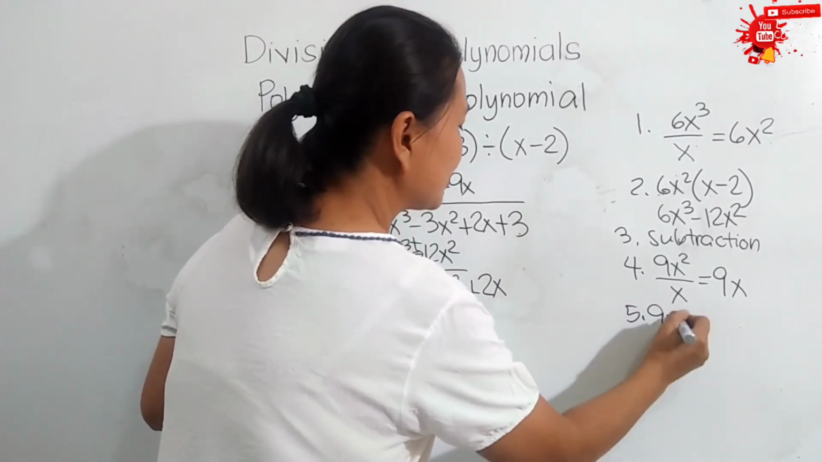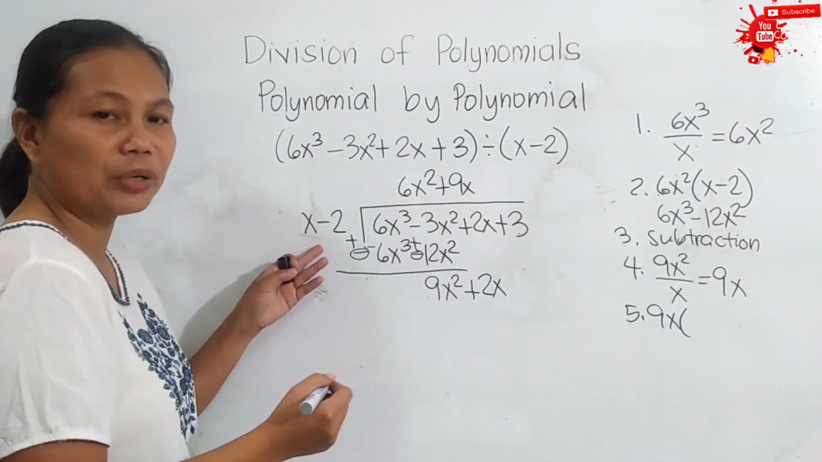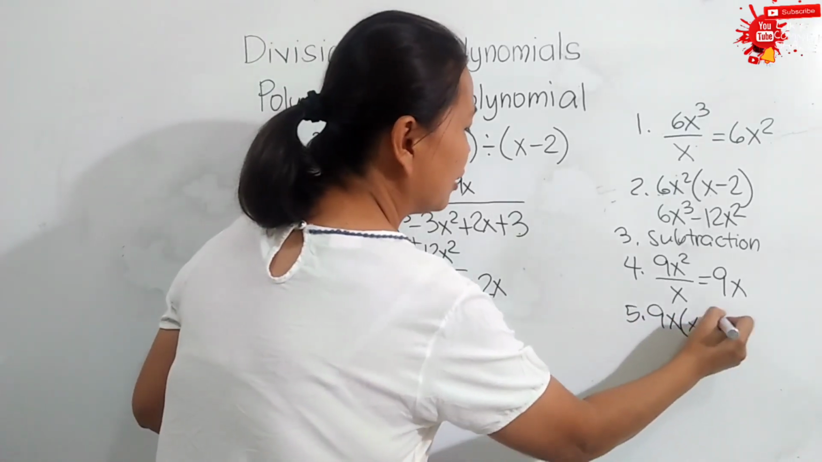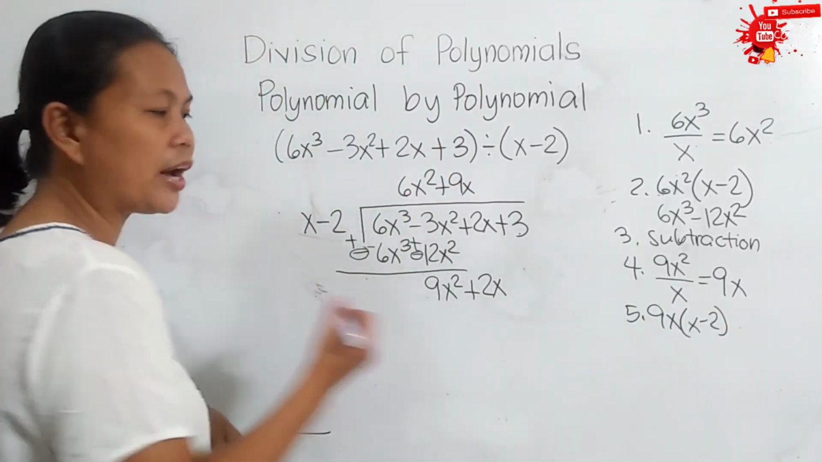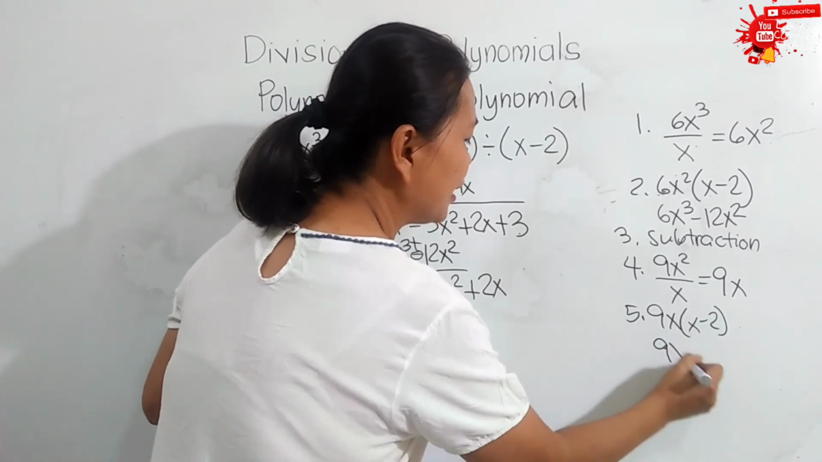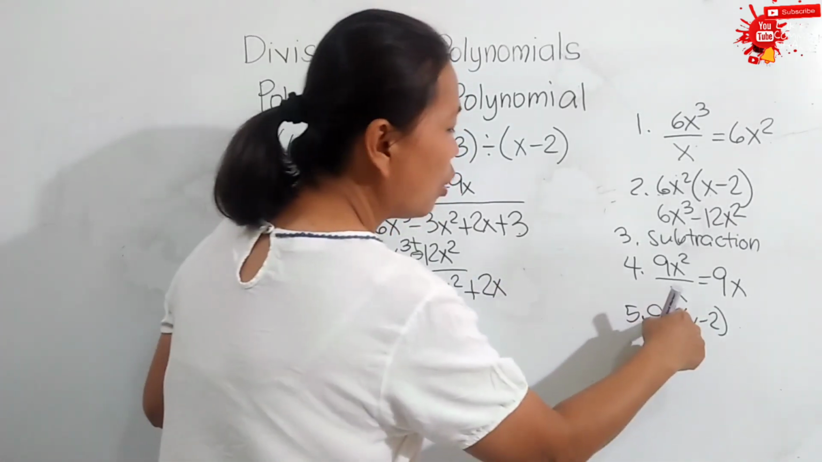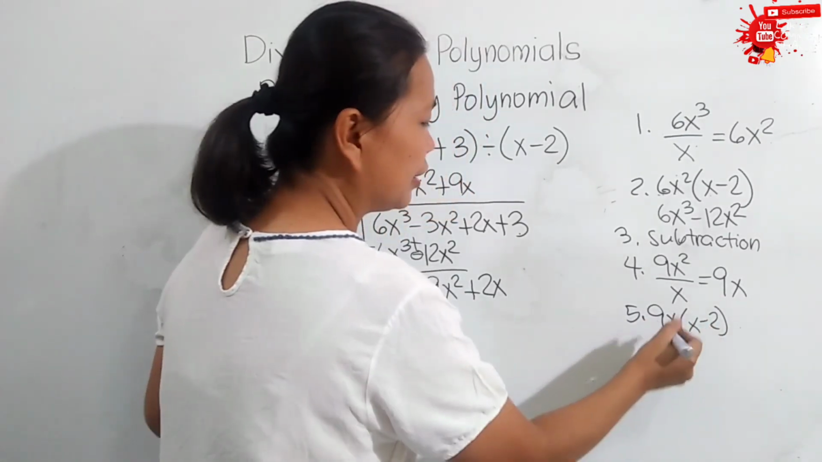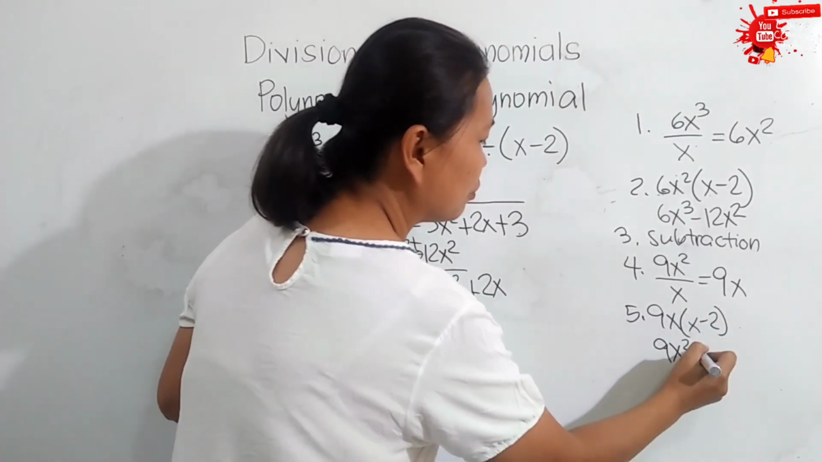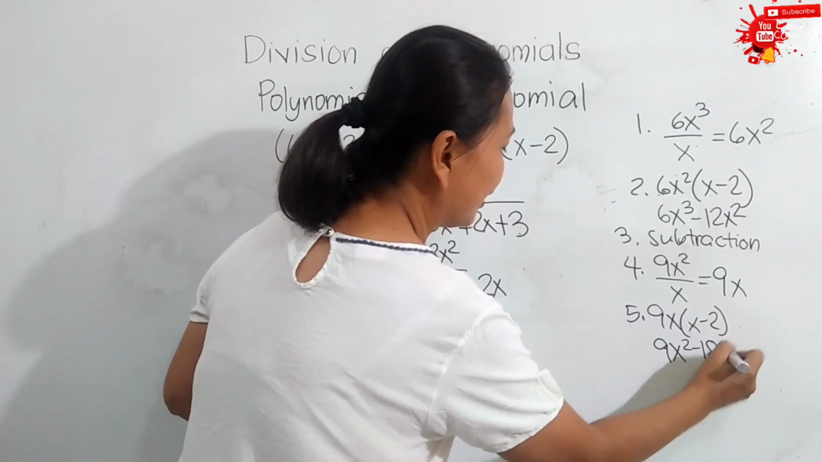So 9x times the divisor, which is x minus 2. So what will be the product? So we have here 9x. This is multiplication, so we add the exponent. 1 plus 1, so we have squared. Then 9x times negative 2 is negative 18x.